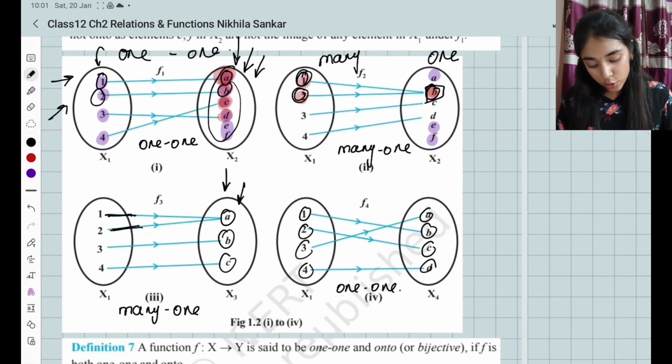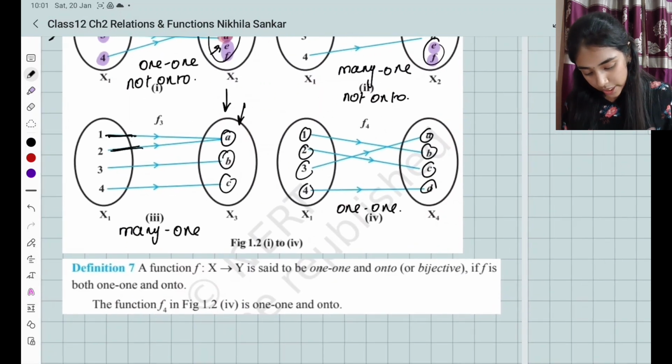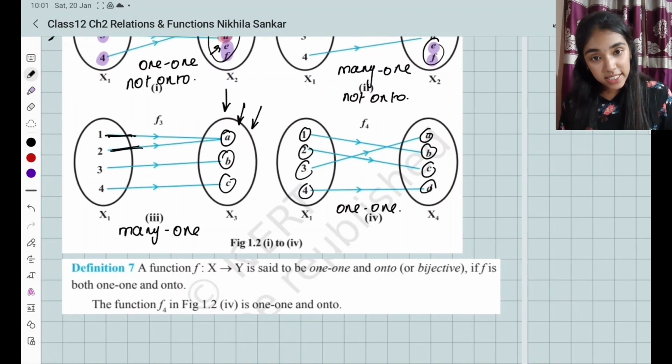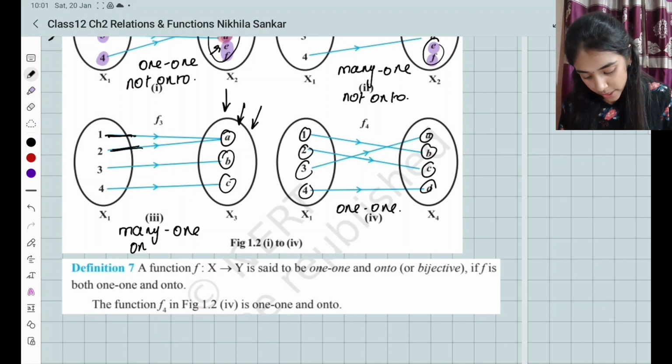இப்போ எதெல்லாம் onto? Here E and F are not mapped. So this is not onto. Okay, இந்த இடத்துல E and F are again not mapped. So this is also not onto. Okay, இப்போ இந்த இடத்துல outputல you see that all the values. So basically codomain வந்து range ஆவே இருக்கு. So this is going to be onto.